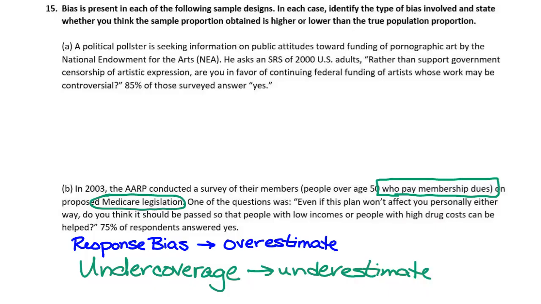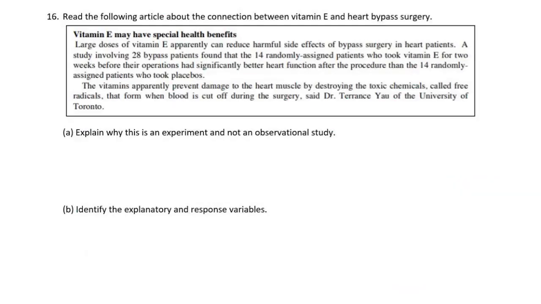What other questions would you guys like me to go over? Yes? It was 16C and 16D. 16C and D?